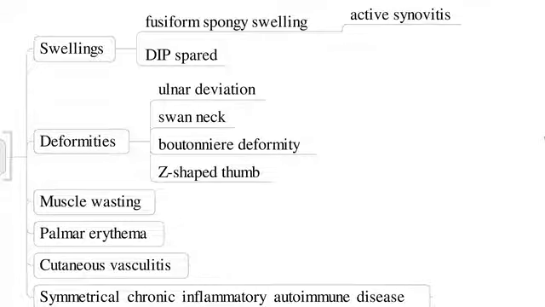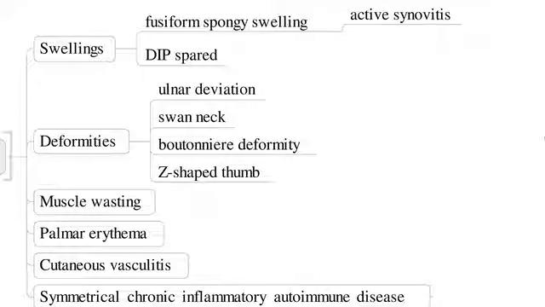So, examination findings. On examination, there are multiple joint swellings, particularly of the metacarpophalangeal joints and the wrist, and the proximal interphalangeal joints, but sparing the distal interphalangeal joints. There is also ulnar deviation, swan neck deformity, boutonniere deformity, and a Z-shaped thumb.